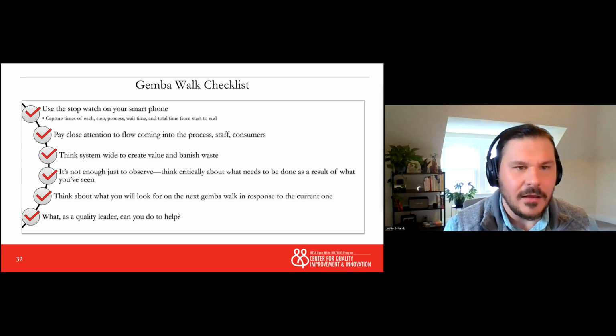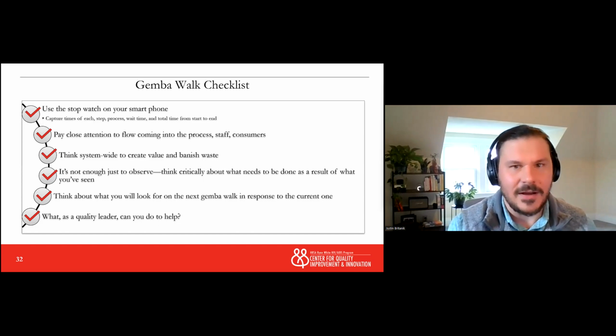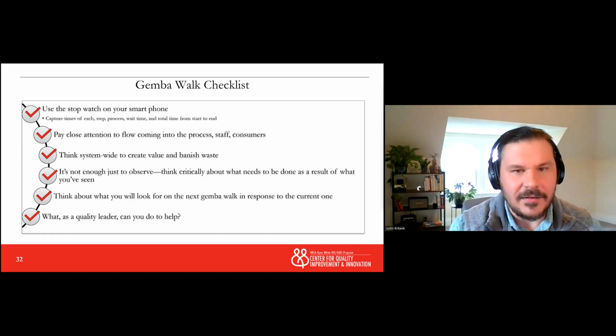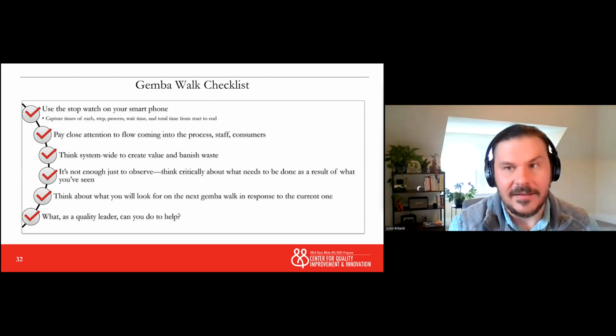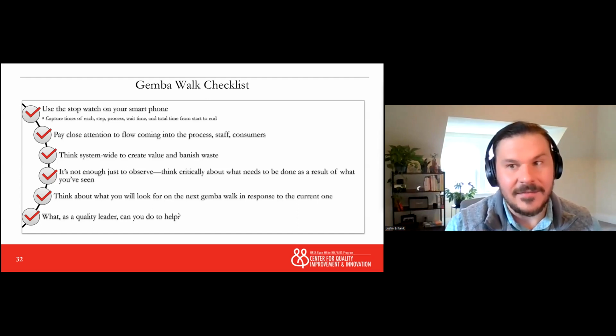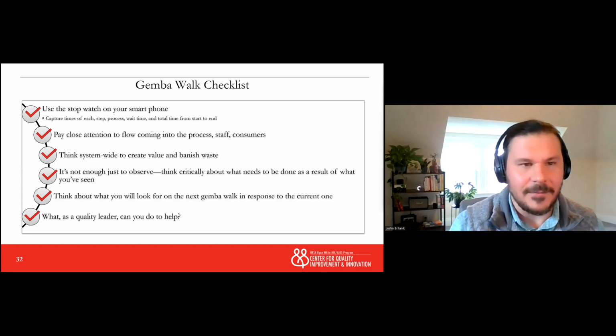So observe it first, but as soon as you get done with that walk, your brain mode switches. You start thinking critically about what needs to be done as a result of what you see. And to get people on board with this, you've got to say, hey, we're going to walk through, but with the problems that you share with us, we're going to help you address them. So think about what you'll look forward to at the next Gemba walk in response to the current one. As I talked about at the top of the presentation, with those different process map states, it might be worth it to re-walk the Gemba every time you do a change. Every time we remap the process, we want to walk the Gemba.